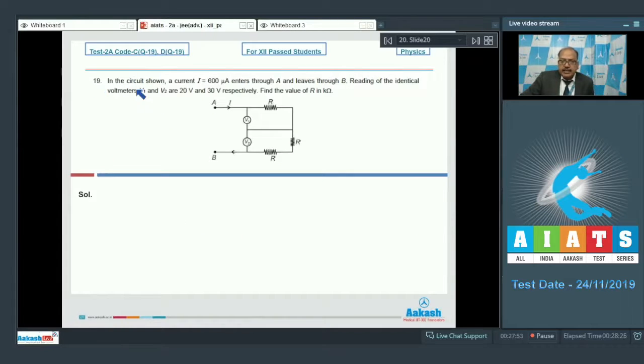Question 19 says, in the circuit shown, a current I equal to 600 microampere enters through A and leaves through B. Reading of the identical voltmeters V1 and V2 are 20 volt and 30 volt respectively. Find the value of R in kilo ohm. Well, again it's a question from current electricity.